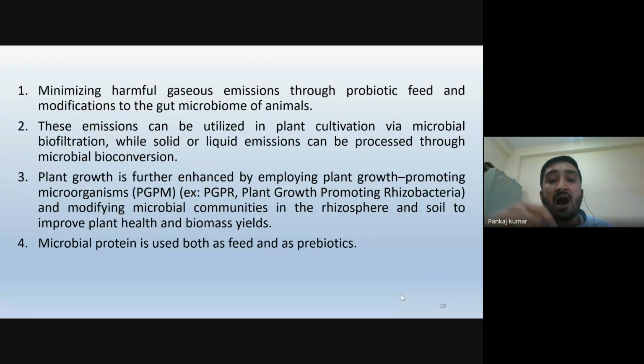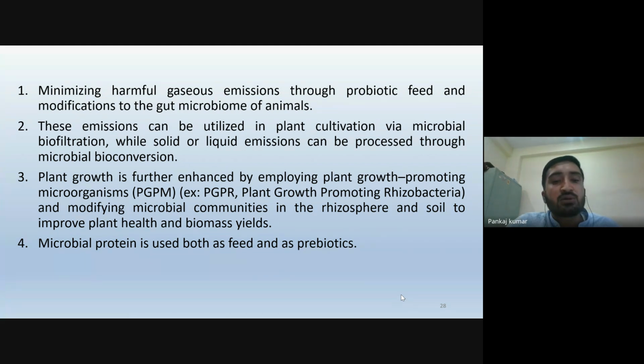Minimizing harmful gaseous emission through probiotic feed is one aspect, and modification of the gut microbiome of the animal. When the probiotics are fed, the gaseous emission will be reduced and the gut microbiome will be modified. The emission can be utilized in plant cultivation via microbiome biofiltration, where solid or liquid emission can be processed through microbial bioconversion. So solid and liquid emissions will be microbially converted.